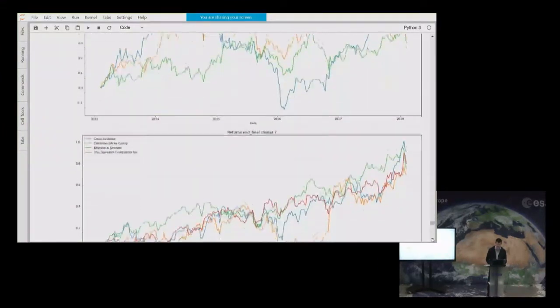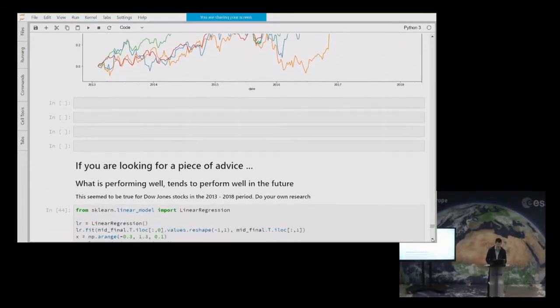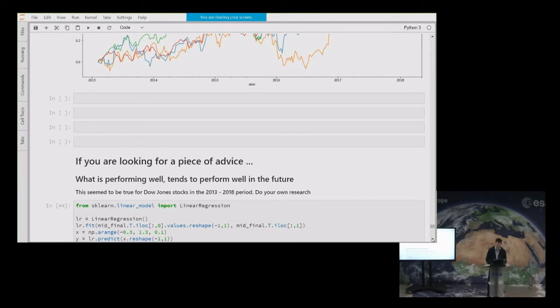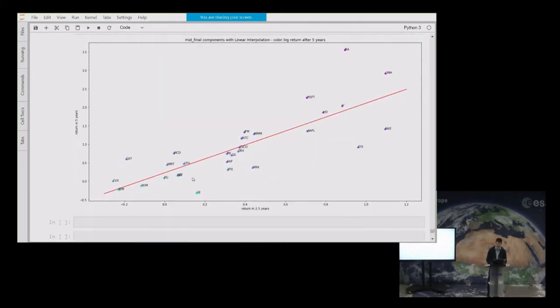And I thought that it would be funny if I gave you a piece of advice, which is that it looks like what is performing well tends to perform well in the future. So based on this plot, I made a line. I say, hey, look, there is a line here. So this is the return in 2.5 years, and this is the return in 5. So if before I had 40%, I would get 100%. And here, if I had 100%, you would have between 3.5 and 1. So this was a good insight.